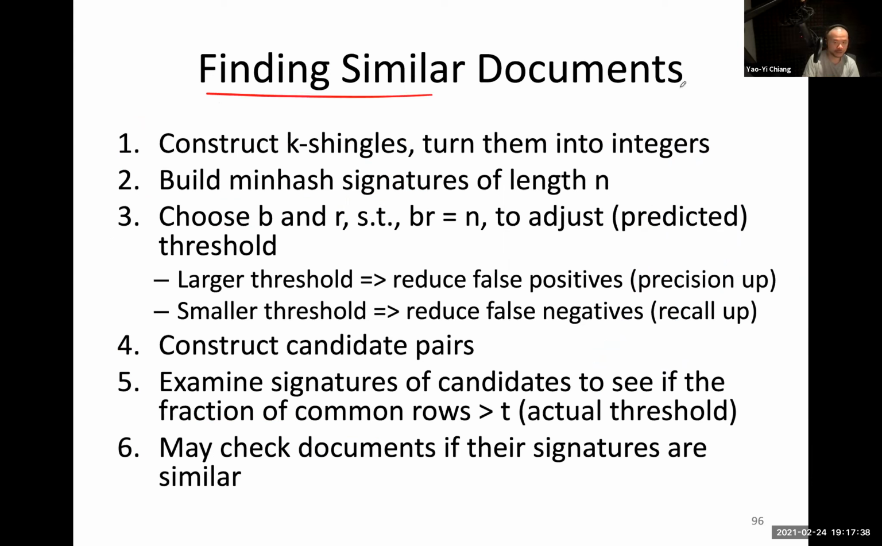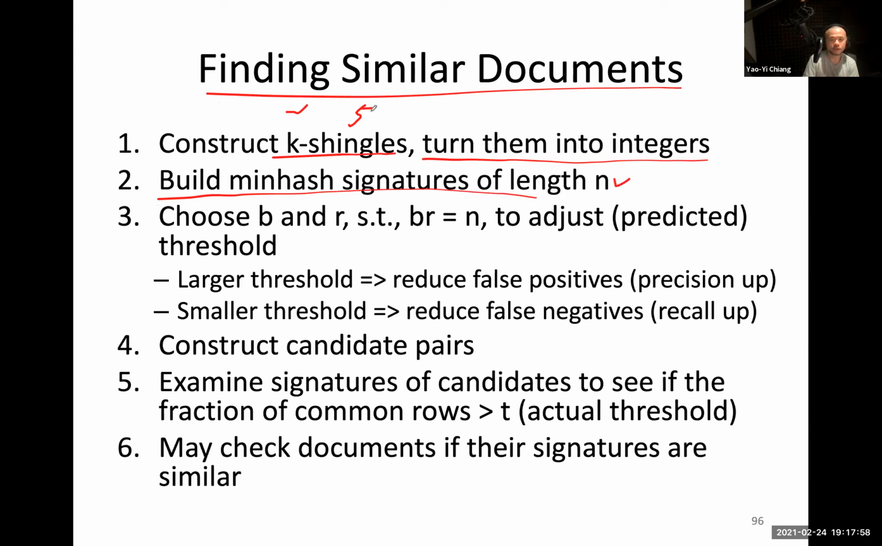If you want to find similar documents, you have a large set of documents. You construct your K shingle, right? You pick a nice K. For emails, you can pick 5. Then you turn them into integers. That means for each shingle, you have an integer to represent it as the ID. Then you can build your min hash signature of length n. You can pick your n.